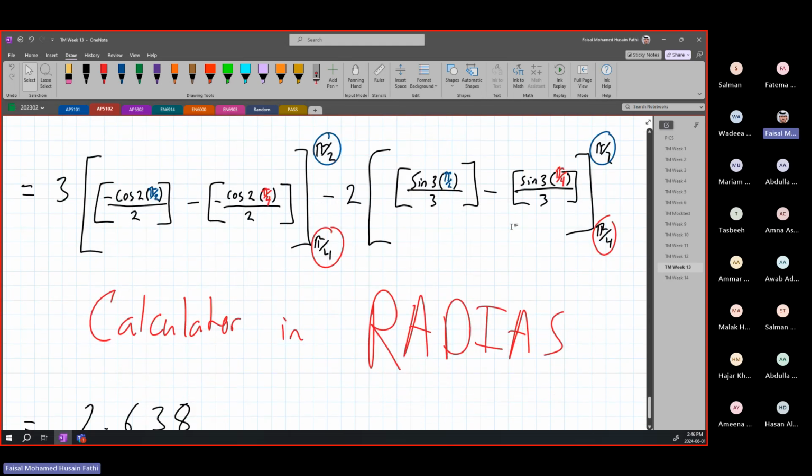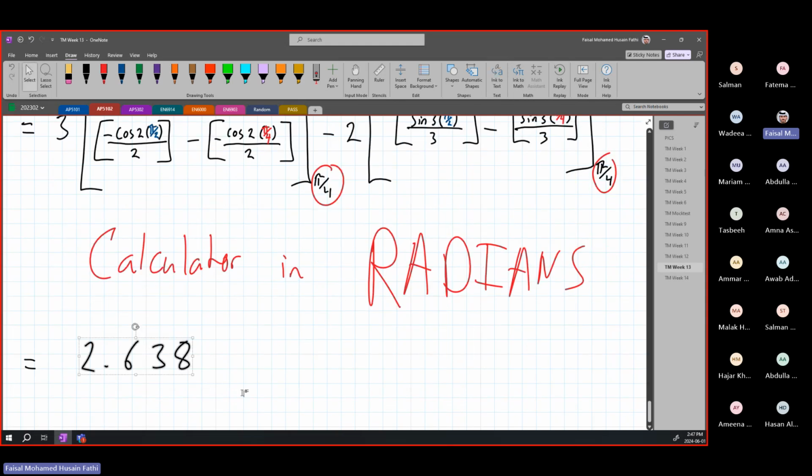Put this all into your calculator. If you have sine and cosine, make sure your calculator is in radians. Again, I recommend that your calculator is in radians the entire time in the exam because you're not going to use degrees for anything. So make sure you put your calculator into radians before you go into the exam, and then you just get your final value. All right.